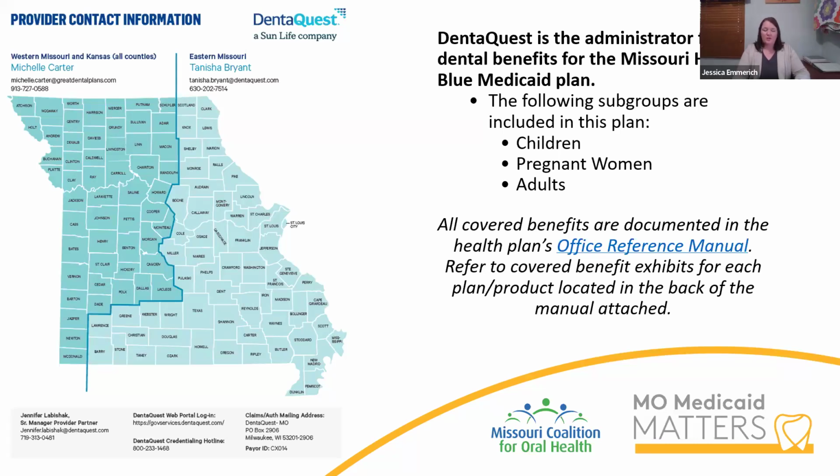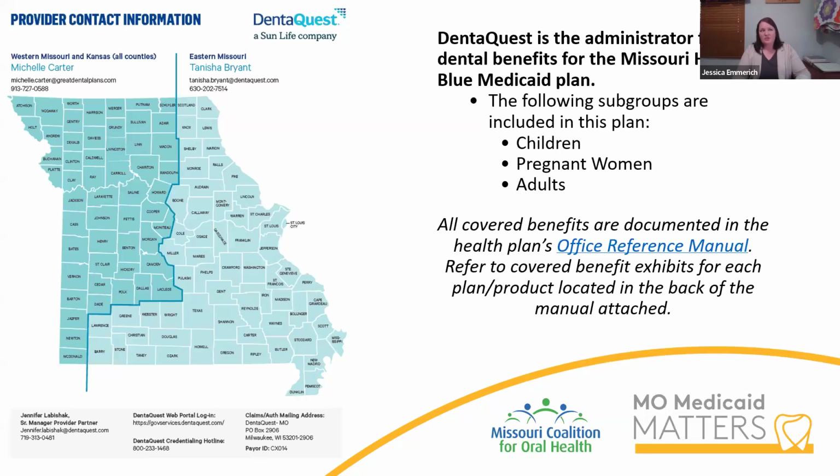So just keep that in mind when you're starting with these managed care plans, that you do have the option to ask for more. Their only requirement is that they provide at least what MoHealthNet does. I do know that DentaQuest covers an additional crown code for pregnant women that isn't typically covered by MoHealthNet. So that's just a great example of, if you need an extra service, you can ask for it.